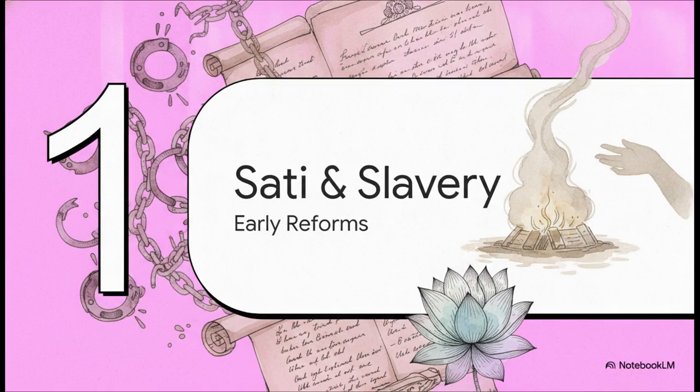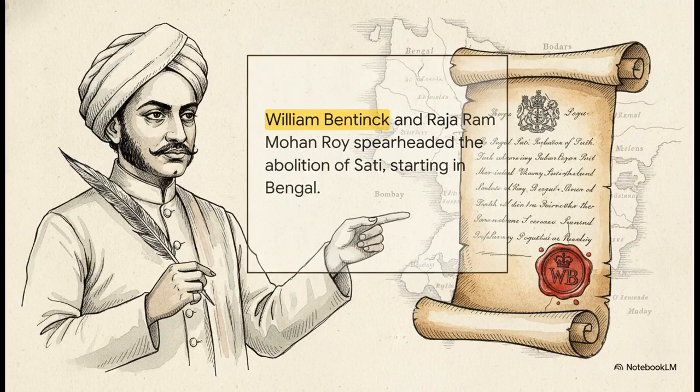Section 1. Early Reforms. Sati and Slavery. This initial wave of legislation set the precedent for the whole century. The year 1829 marks a massive legal milestone. Governor-General William Bentinck enacted the Bengal Regulation, which officially made the practice of sati illegal. And why Bengal first? Well, it was the epicenter of both intense social friction and British administrative power.